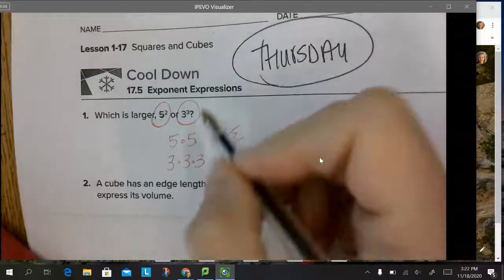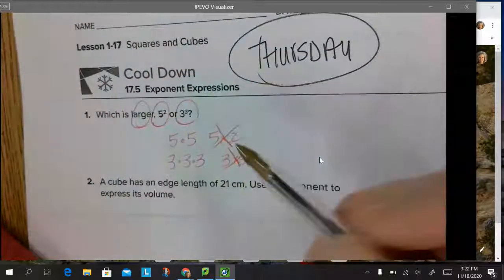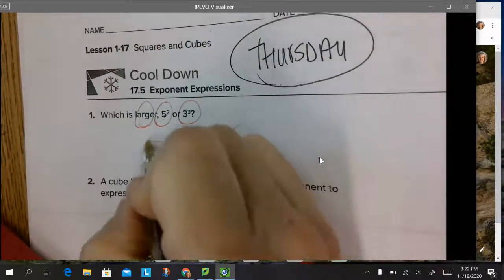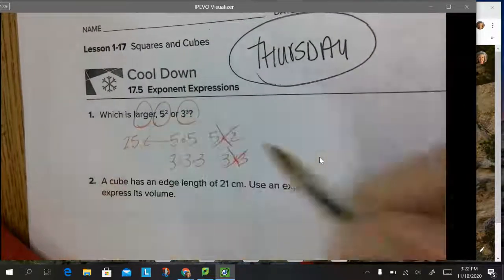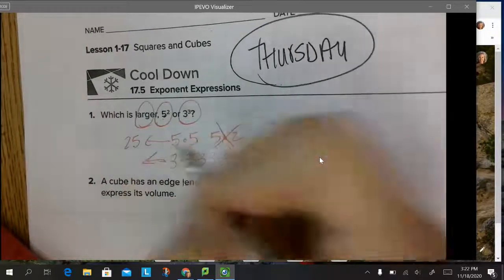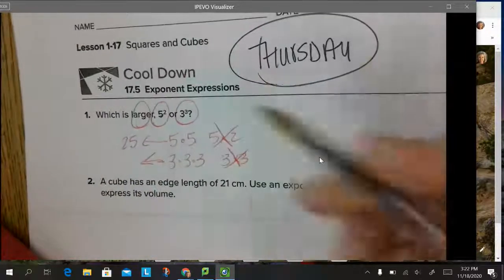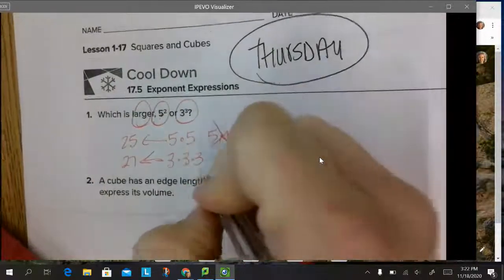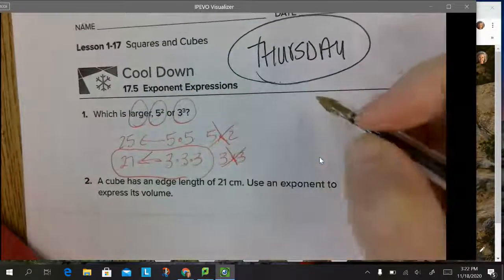So now they want to know which one is larger. That's our question. Well, 5 times 5 is 25. And 3 cubed is 3 times 3, which is 9. Then 9 times 3 is 27. So this one is larger.